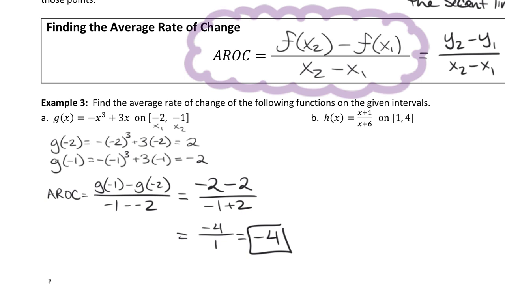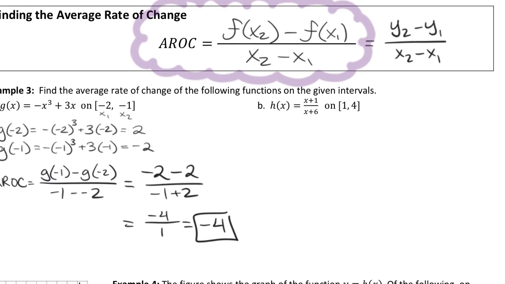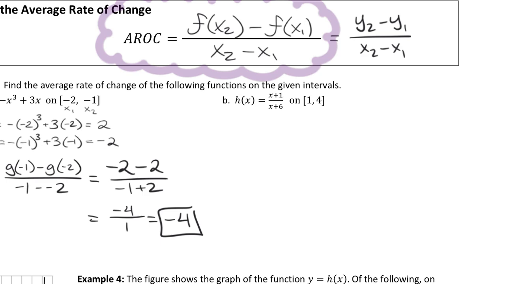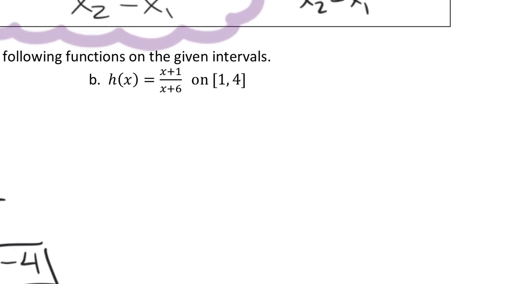Can we try one more together before I let you try one on your own? Okay, this function is named h. It's a different function, but we're not going to treat it any differently. And it's a different interval, but we're not going to treat it any differently. This is always our x1 and this is our x2. And we want to find the average rate of change, or the slope of the secant line between these two x values on this function.